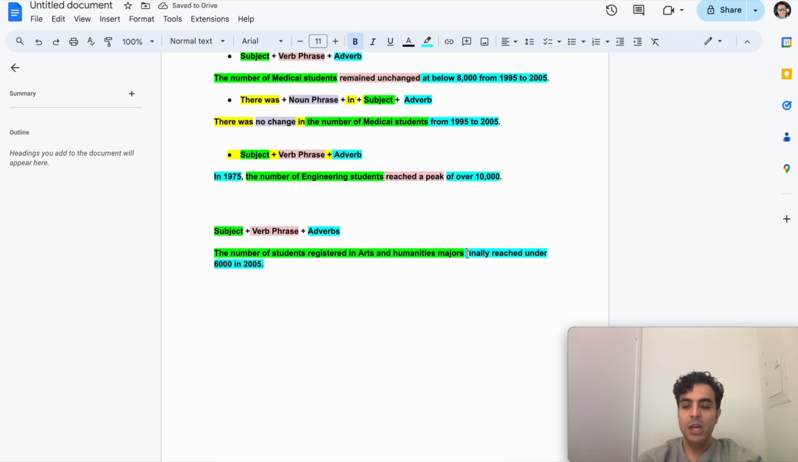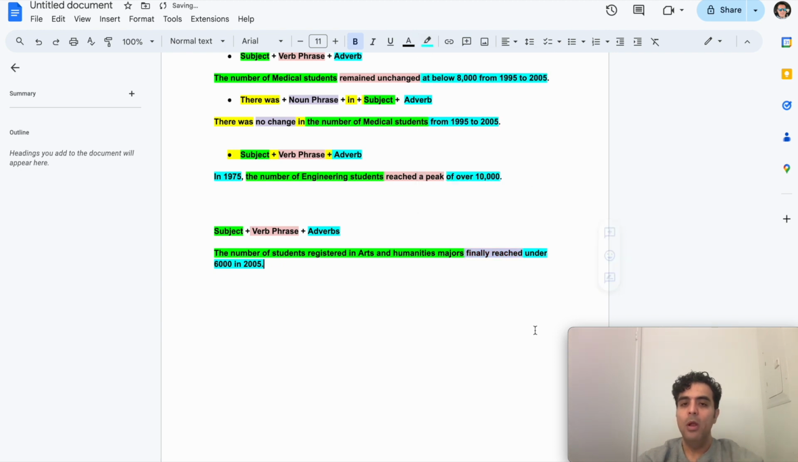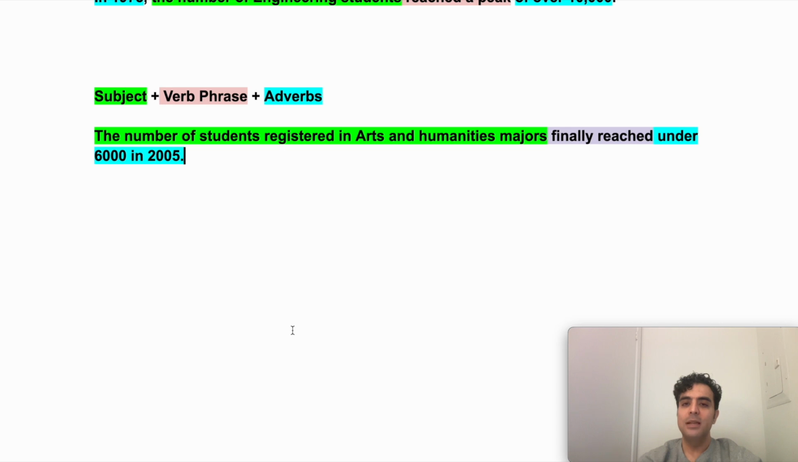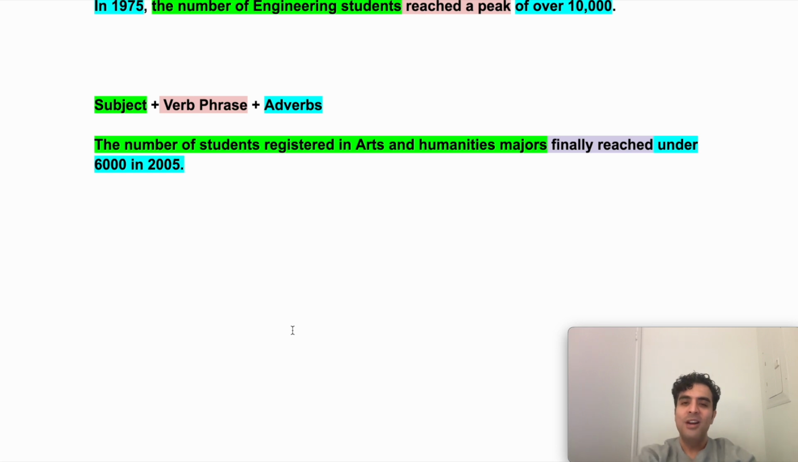Okay, so we have the subject. Finally reached is my verb phrase. So remember, highlight that in purple. And then under 6,000, it's quantity, in 2005. Let's read it. The number of students registered in arts and humanities majors finally reached under 6,000, or below 6,000, in 2005. Okay, this brings our lesson for today to an end.